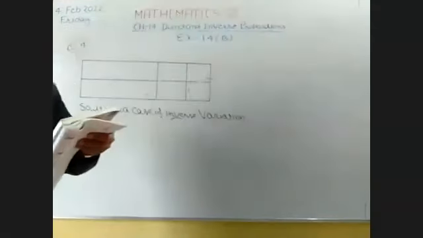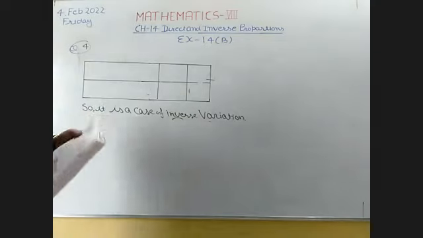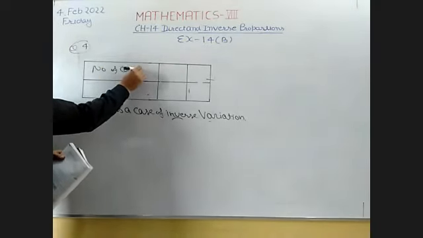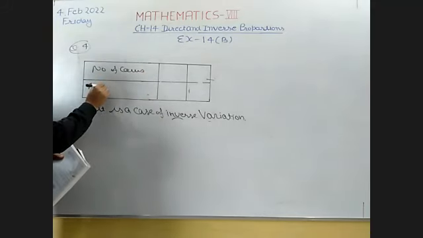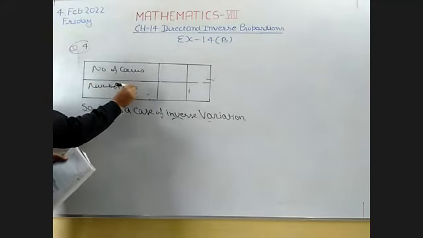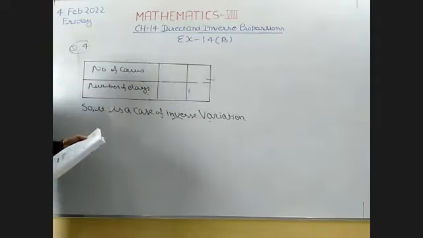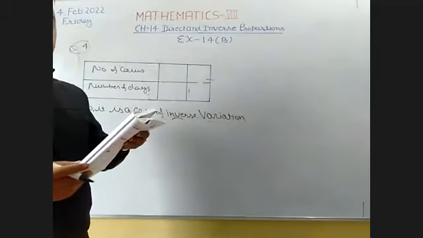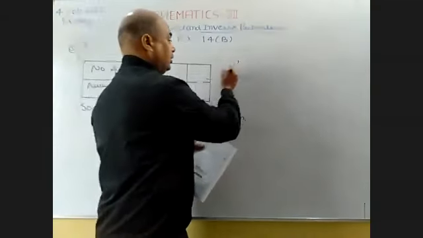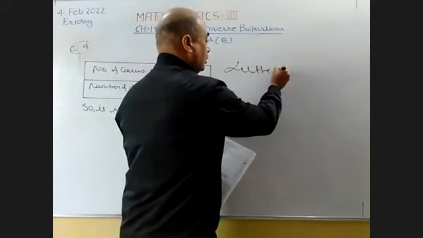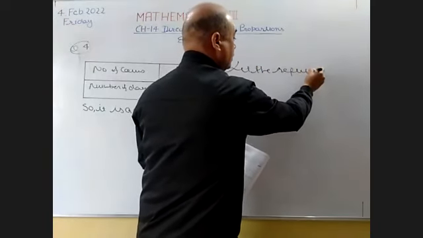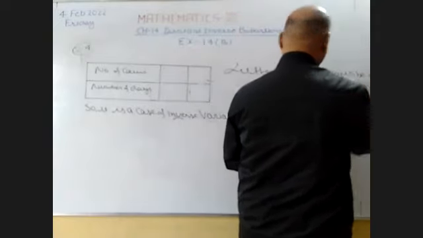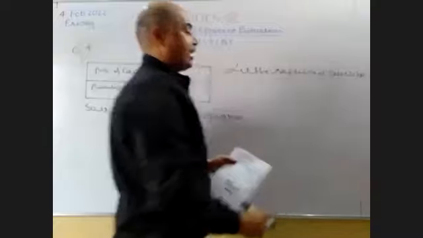Okay, so now what is given? Some cows are there, and the days are there. Right here, number of cows, and right here, number of days. In this question, we are going to check how many cows will graze the same field in 30 days. So let the required cows be X.